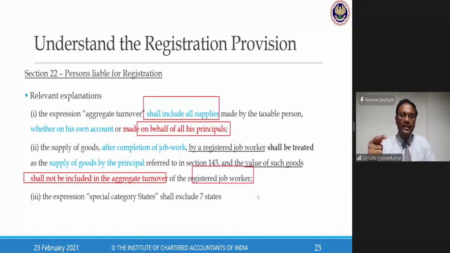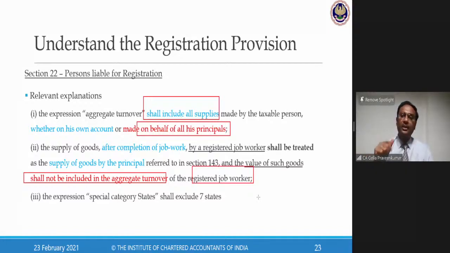Now, Praveen is a job worker who is registered under GST law. Ashok Leyland is also a person registered under GST law. So when the goods are supplied from Ashok Leyland to Praveen for the purpose of job work, after the job work, when the tipper is delivered to the customer, the value of the tipper, say 30 lakhs, shall not be considered in my turnover. Rather, for the purpose of section 22, that shall be included in the hands of Ashok Leyland. This is what section 22, explanation number 2 talks about.